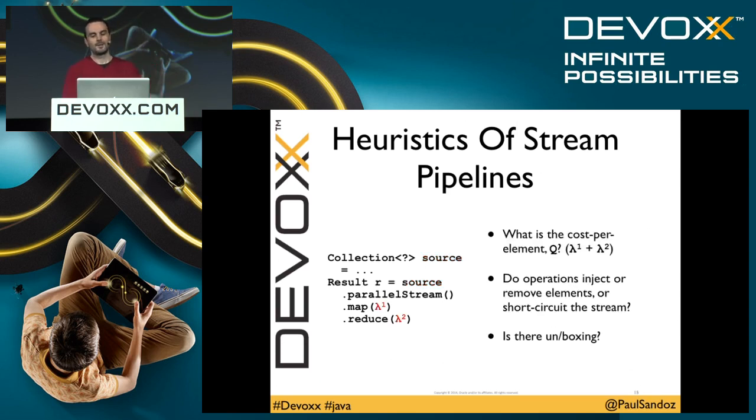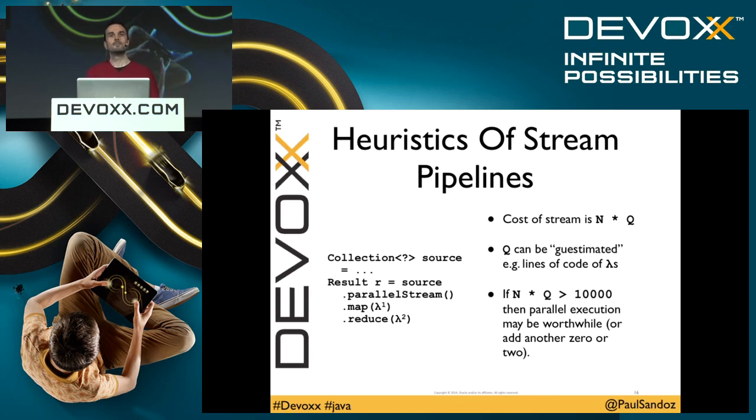Another question you can ask is, what is the cost per element? What are my lambdas doing? Are they doing simple things like addition, or are they calculating probable primes using big integer? Or do my operations inject or remove elements or short circuit in the stream? Another good one: is there boxing or unboxing going on? Because if there is, you'll nosedive because GC will kick in.